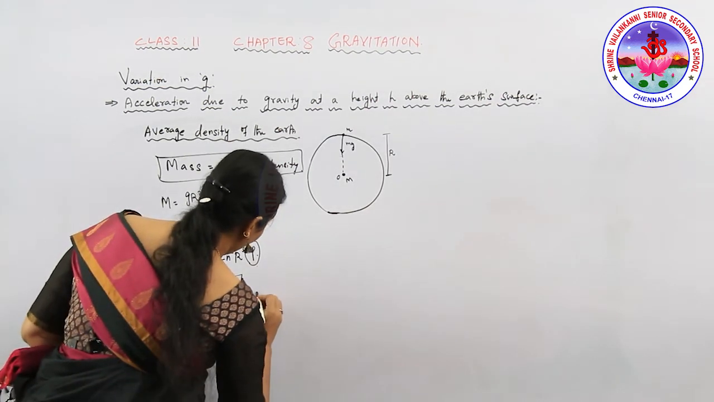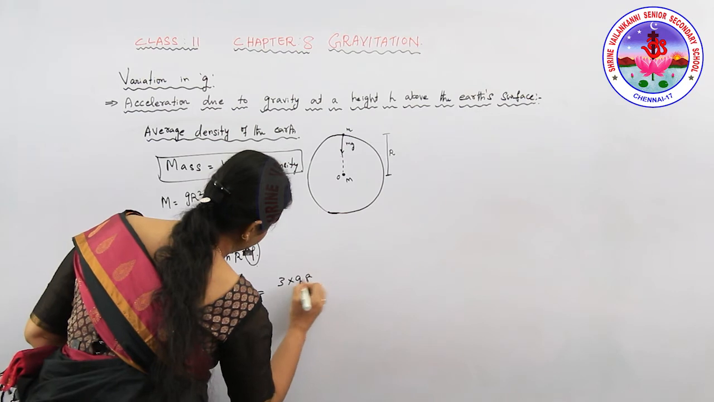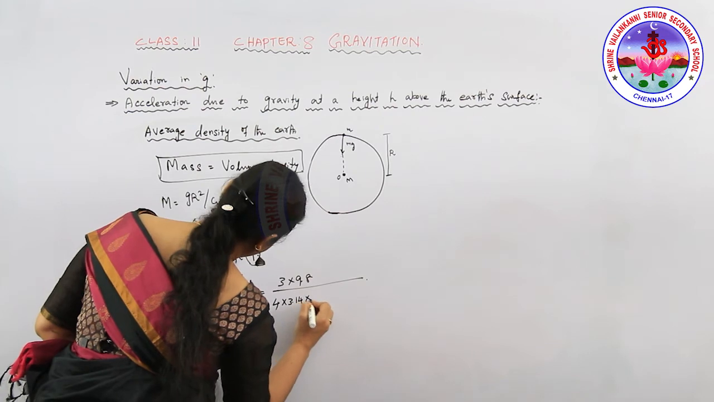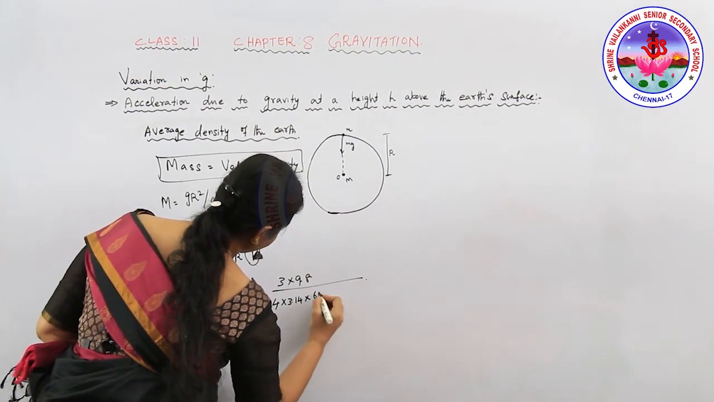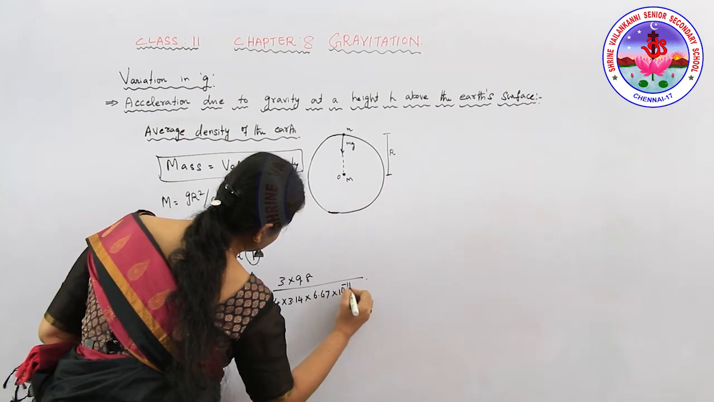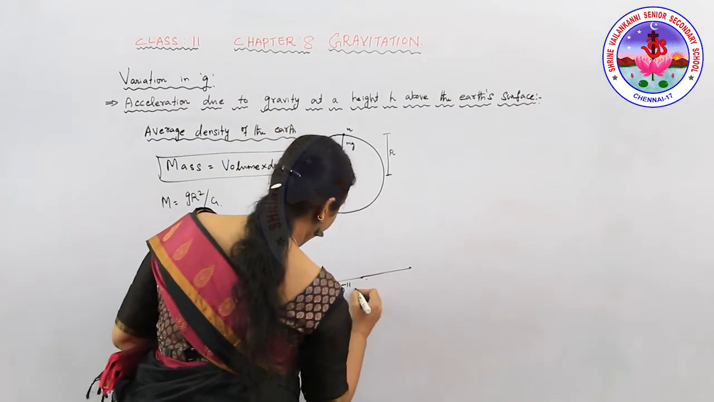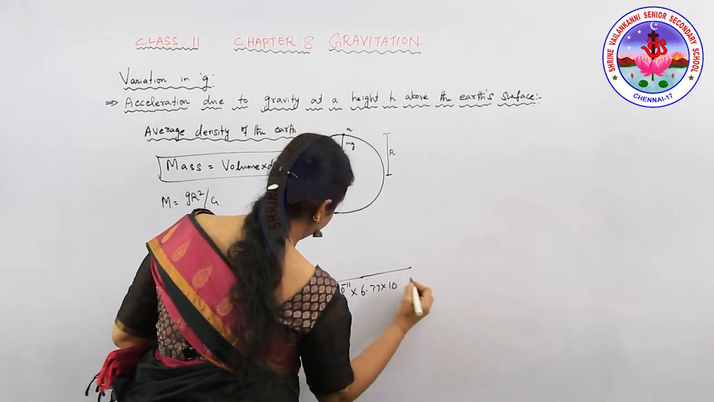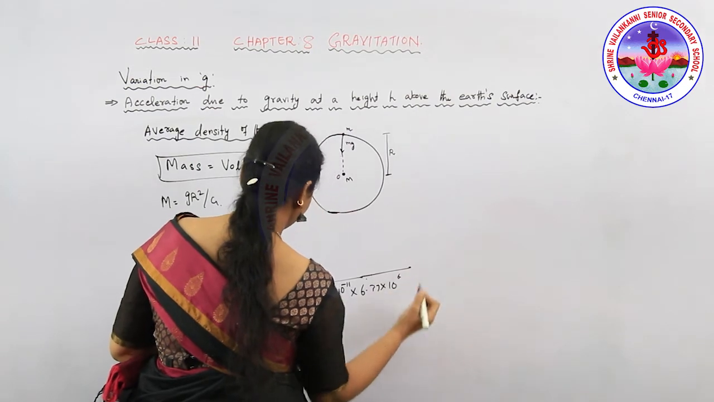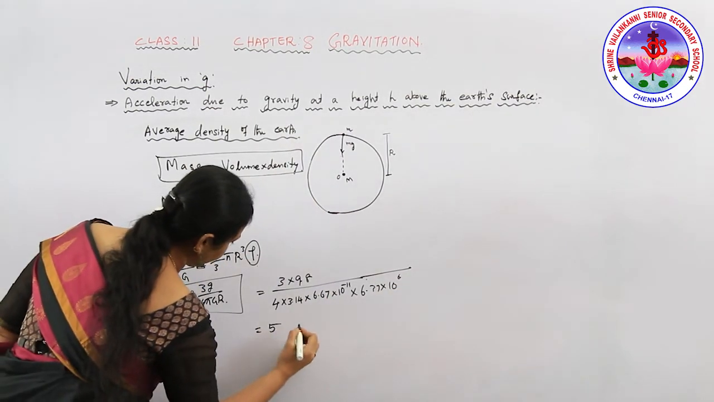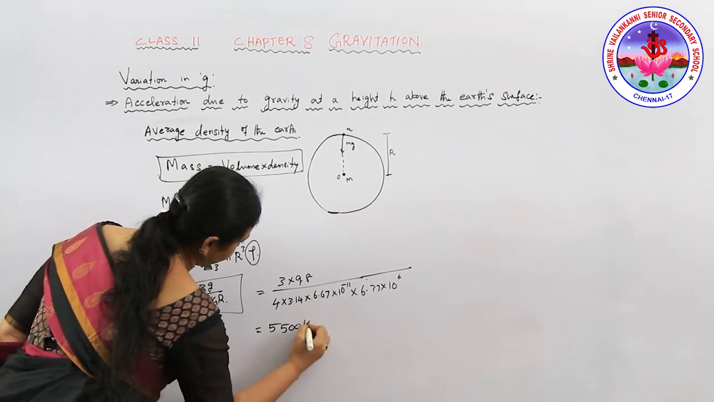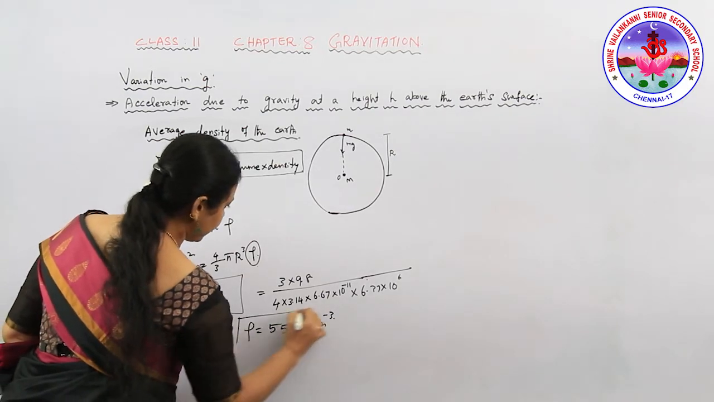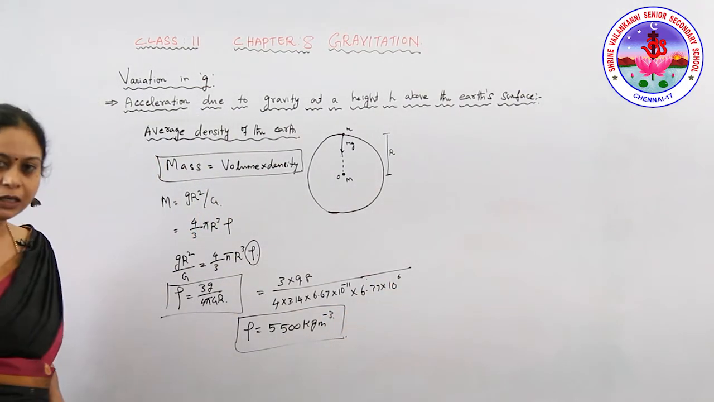So the rho value is equal to 3 into 9.8 whole divided by 4 into pi value 3.14 into the G value 6.67 into 10 power minus 11 into r, which is 6.37 into 10 power 6. Right. By simplifying, you will get approximately 5,500 kilogram per meter cube. So this is the density of the Earth.